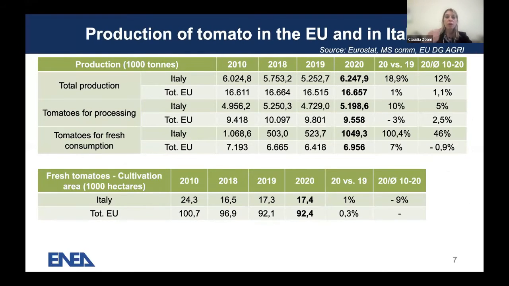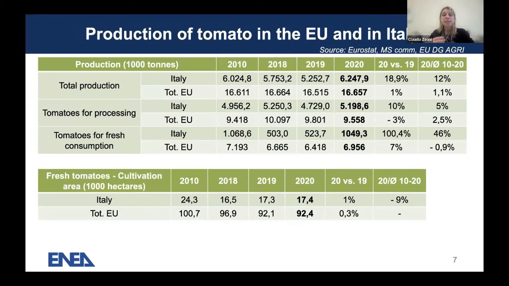So it's relevant to preserve its characteristics. So let's examine now a bit the production of tomato in the European Union and in Italy. Here you can see some data arising from Eurostat, the member states, and the European DG Agri. You have a comparison about the total production of tomato in Italy and in the EU, and the differentiation between tomatoes for processing and tomatoes for fresh consumption.